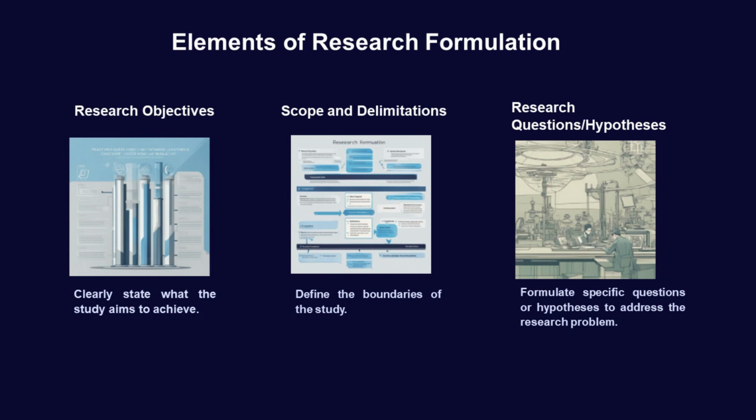Scope and delimitations define the boundaries of the study. Now, let's talk about scope and delimitations. Every research project has its boundaries, just like a piece of land has its fences. Scope defines what you will investigate, and delimitations outline what you won't. It's like painting the borders of your canvas. What you include and exclude shapes the final masterpiece.